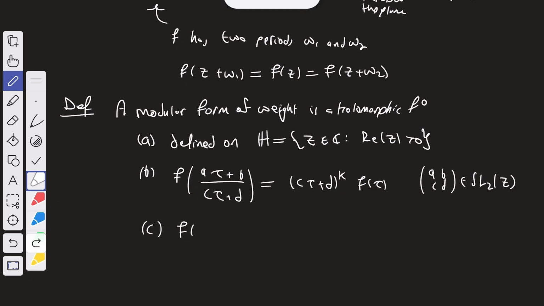And furthermore, we require f to have a Fourier expansion as such, and don't worry much about this for now. We're going to come back to this definition later, but for now I wanted just to present the definition for you because it's the main thing we'll be talking about later.